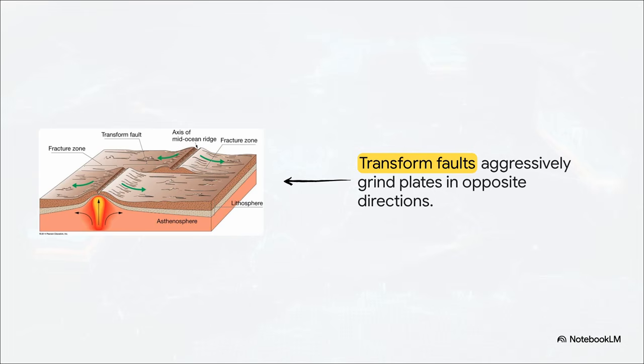But remember, the 75,000-kilometer mountain chain isn't just one smooth, unbroken line. Because the Earth is a sphere, the spreading plates actually tear in chunks. The axis of the mid-ocean ridge is sliced horizontally by what we call fracture zones. The active regions between these broken ridge segments are called transform faults. Right here, the tectonic plates are aggressively grinding and sliding past each other in opposite directions, which triggers massive and frequent earthquakes all along the deep-sea floor.